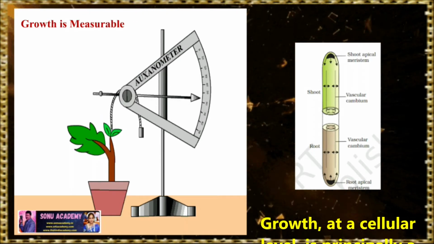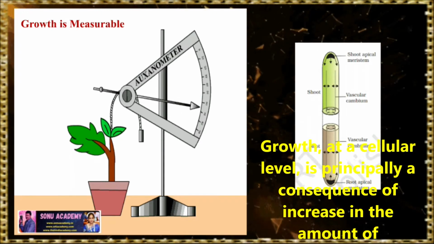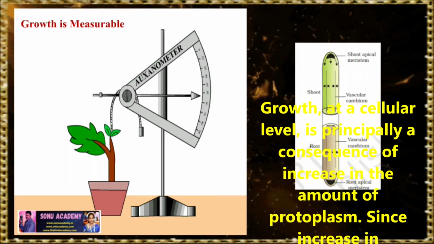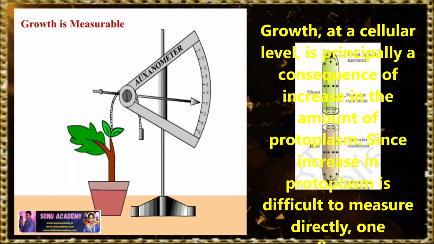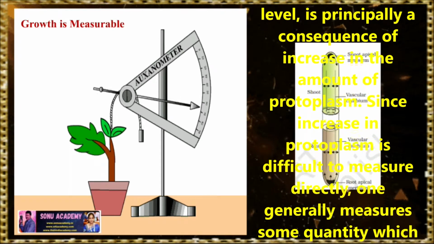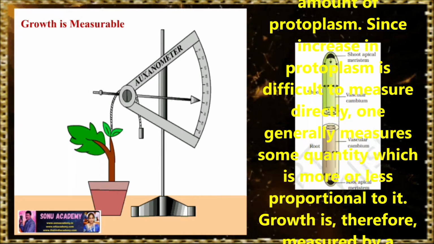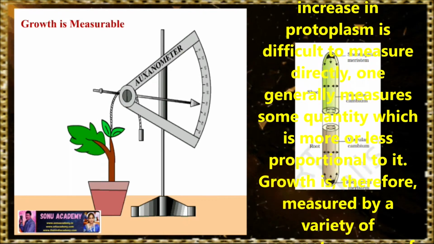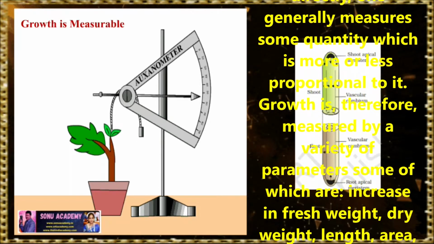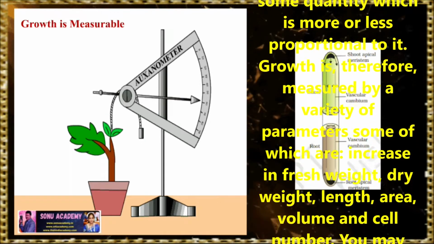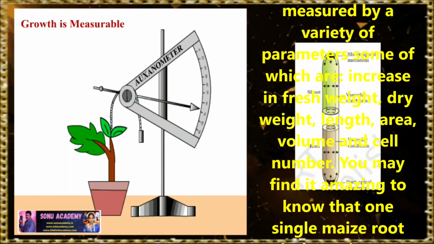Children, now let us see how growth is measurable. Growth at the cellular level is principally a consequence of increase in the amount of protoplasm. Since increase in protoplasm is difficult to measure directly, one generally measures some quantity which is more or less proportional to it. Growth is therefore measured by a variety of parameters, some of which are increase in fresh weight, dry weight, length, area, volume and cell number.